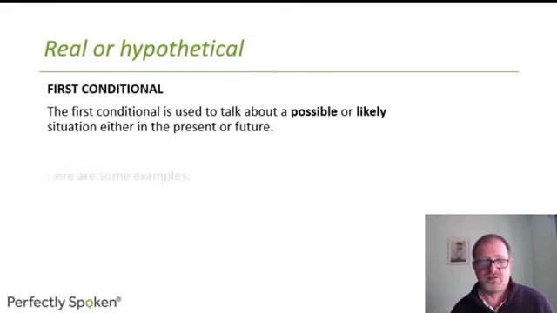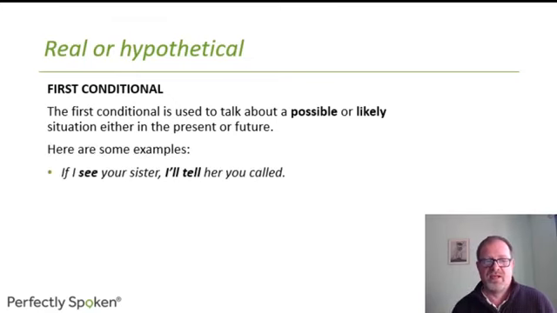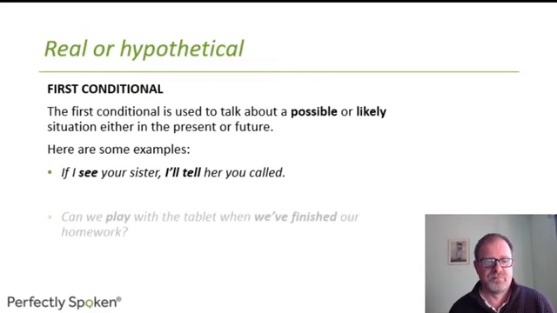Okay, so the first conditional then is used to talk about a possible or likely situation, either in the present or in the future. For example, if I see your sister, it's quite likely, quite probable, not something unusual, etc., I'll tell her you called. And so we've got if plus present, in this case, will plus infinitive.